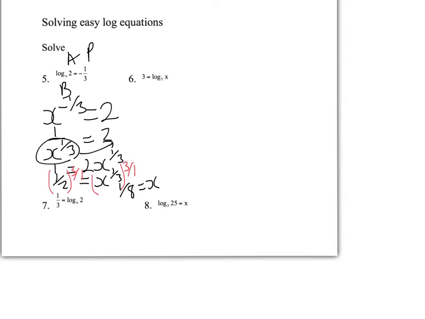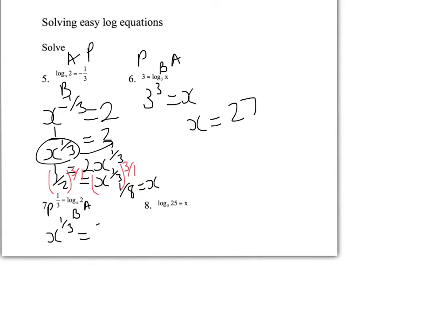Okay, and this one here, base, answer, power. So I'm going to go 3 to the 3 is x. Oh man, easy. x is 27. Okay, base, answer, power. So I'm going to go x to the 3rd is 2. Well, I just did one like this. Looked very similar, didn't it?